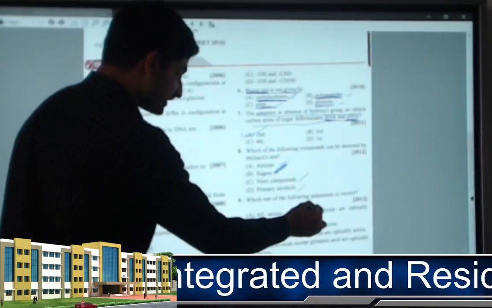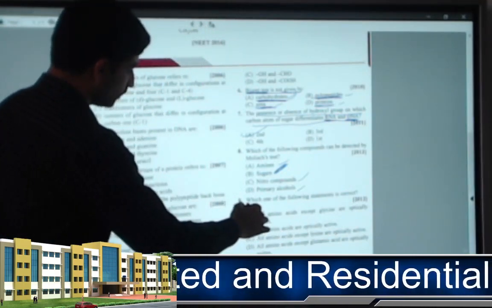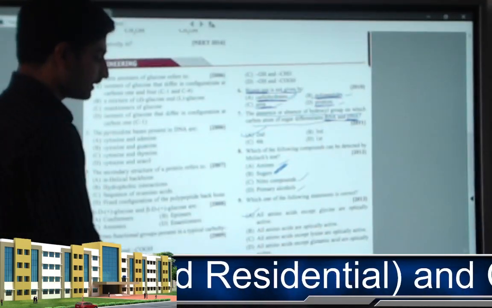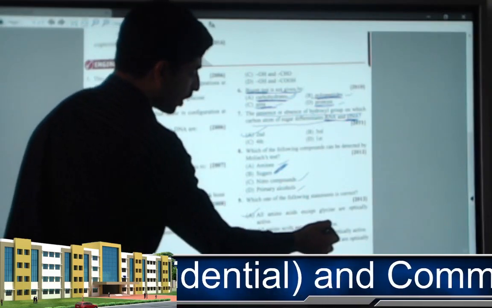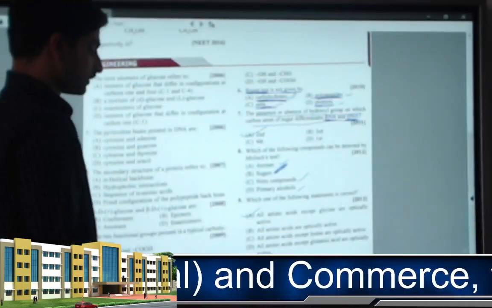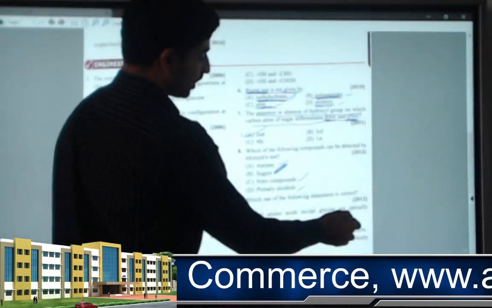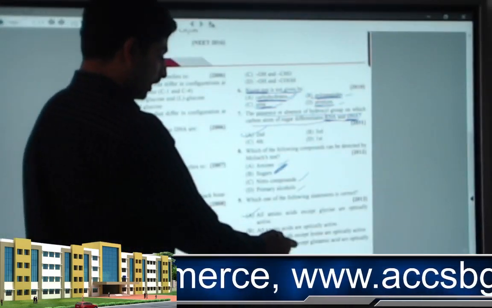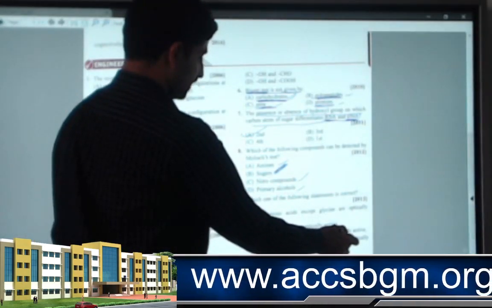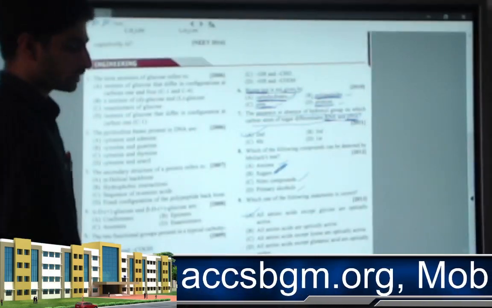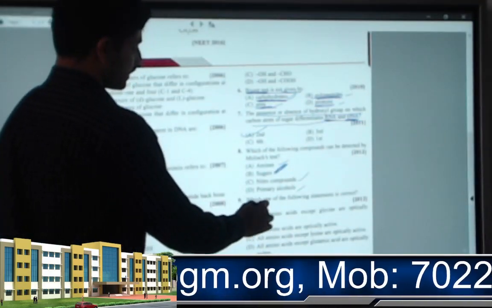Next, which one of the following statements is correct? All amino acids except glycine are optically active. This is correct. Then, all amino acids are optically active: wrong. All amino acids except glycine are optically active. All amino acids except glutamic acid are optically active: that is also wrong. So the first one is correct.